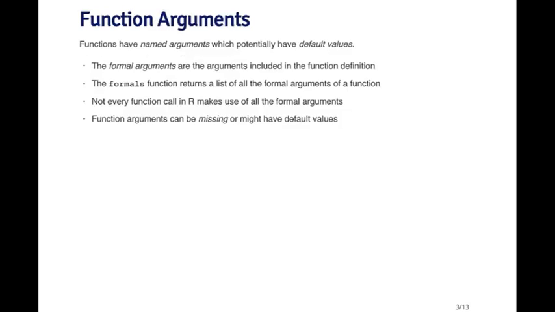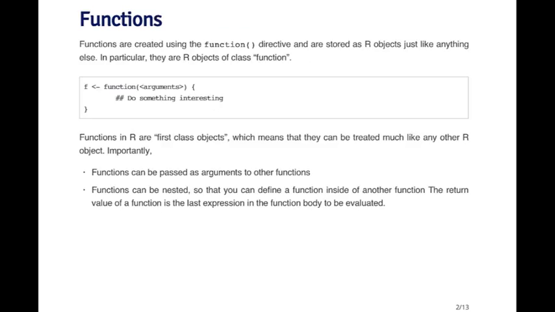Functions have what are called named arguments, and the named arguments can potentially have default values. A lot of these features are useful when you're designing functions that may be used by other people. For example, you may have a function that has a lot of different arguments, so you can tweak a lot of different things, but most of the time you don't have to change all of them. You may only care about 1 or 2, so it's useful for some of the arguments to have default values. First of all, there are the formal arguments, which are the arguments that are included in the function definition. If you go back to the previous slide, the formal arguments are the ones included inside this function definition here.